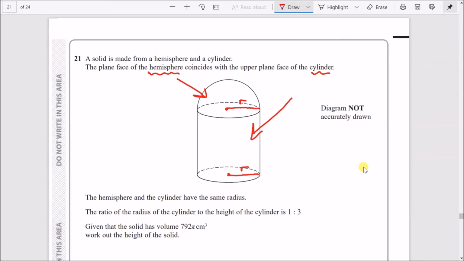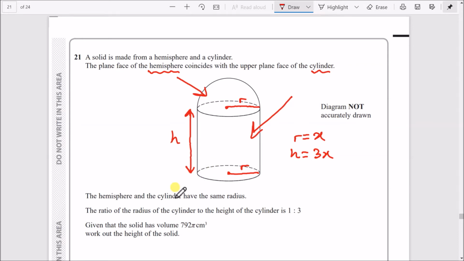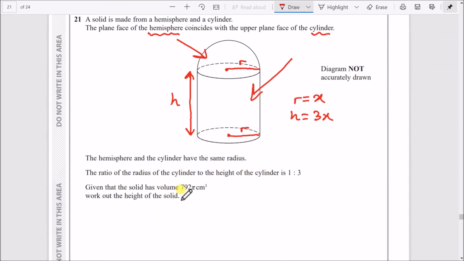Cool. So if we just imagine we've got some vertical height like that, let's call it h. What he's trying to say here is that the radius of this shape, if you imagine it as one part, must be equivalent to this side as if it was 3 parts. So this is basically 3 times the radius. So let's just call the radius x for a second. Let's let r equal x. That means the height must be 3 times x. Given that the solid has a volume of 792 pi centimeters cubed, work out the height of the solid. Alright, cool. Let's have a go.